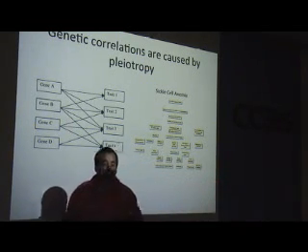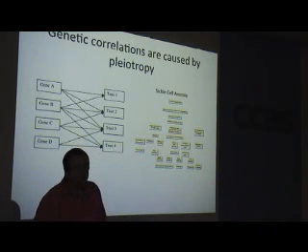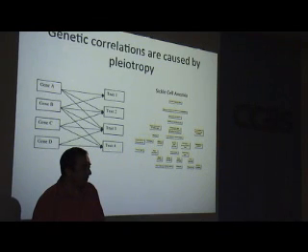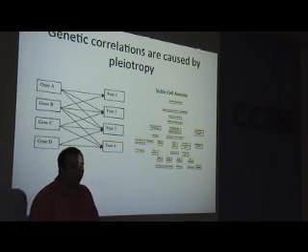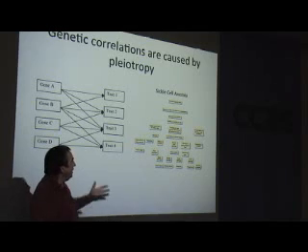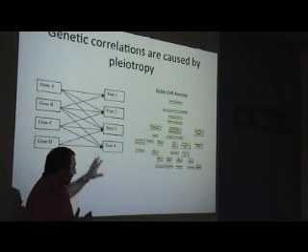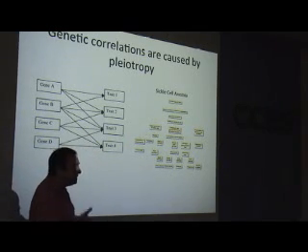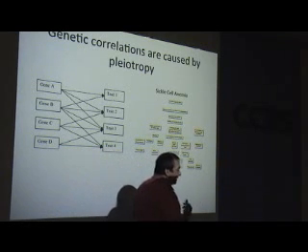There's another thing which can cause it, which is linkage disequilibrium. But that only becomes important in very special circumstances. The only one I can think of that's really common is in sexual selection, which we will not be talking about. But for the most part, what causes pleiotropy is one gene affecting multiple traits.